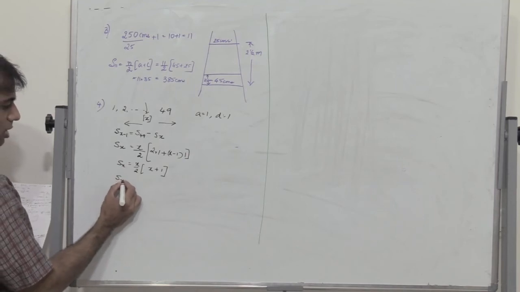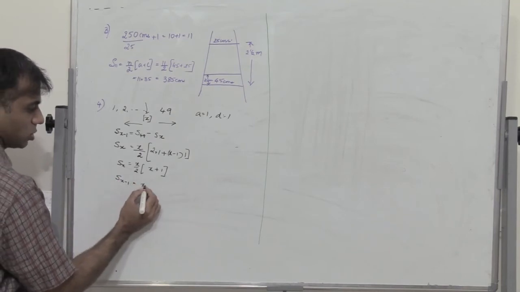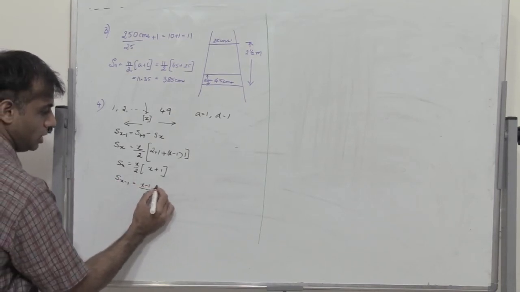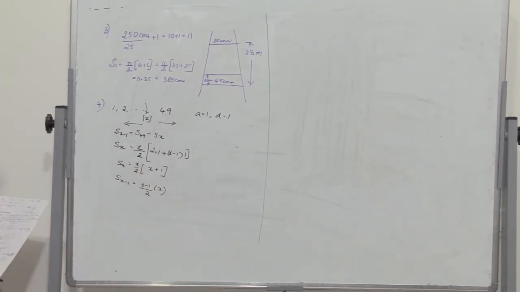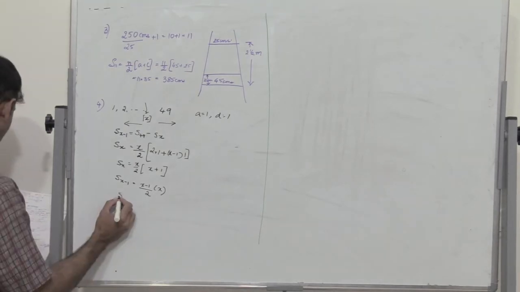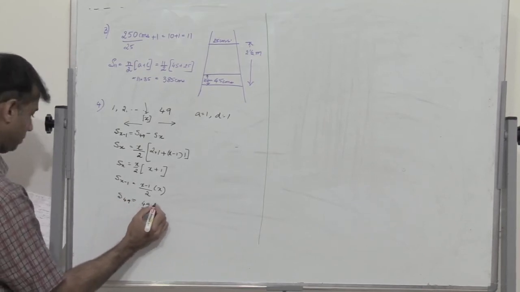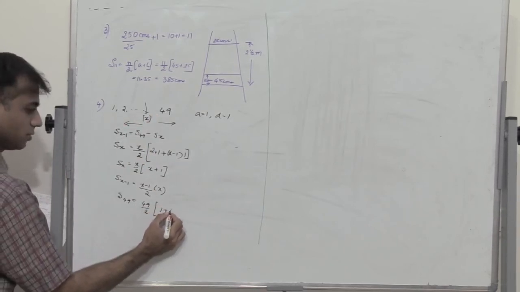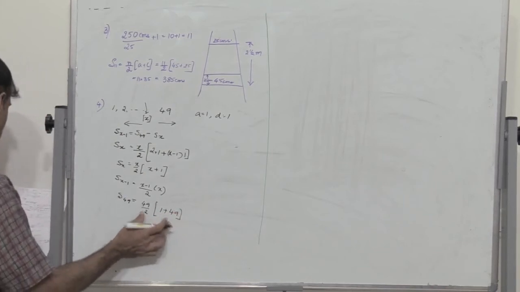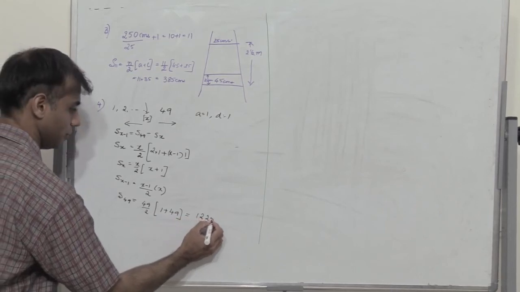So similarly, what is S of x minus 1? So replace x by x minus 1, so I get x minus 1 by 2 into x minus 1 plus 1, so I get x. So now let's try to find the value of S49. So S49 is 49 by 2 into a plus l, that is 1 plus 49. So this is the value here. So this gives me a value 1225.